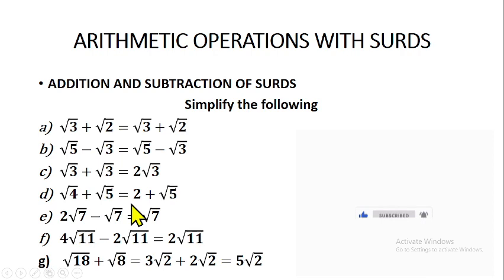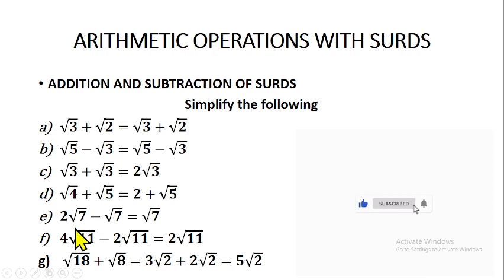Let's look at question number E. We have 2√7 − √7. Can we subtract these two surds? Yes. Based on the rule for subtraction, we can subtract them. We have 2√7 − √7. Two goats minus one goat will give us one goat. So 2√7 − √7 will give us √7. That is one of these. That's what it means. 2√7 − √7 gives us √7.